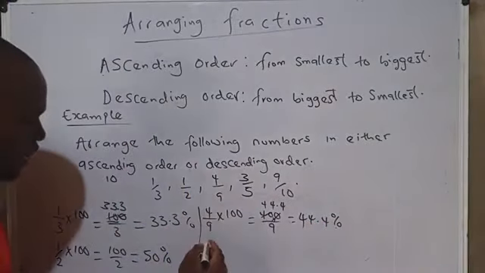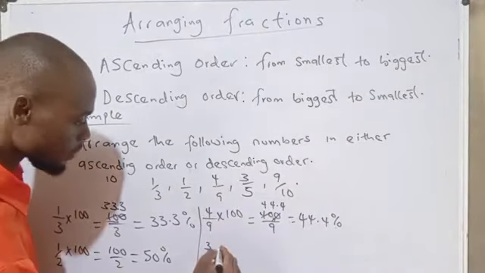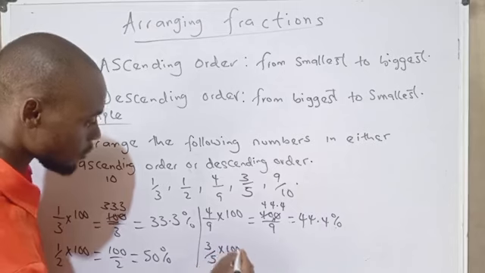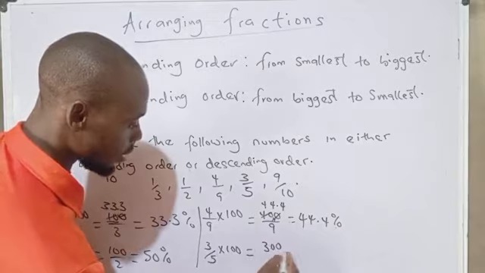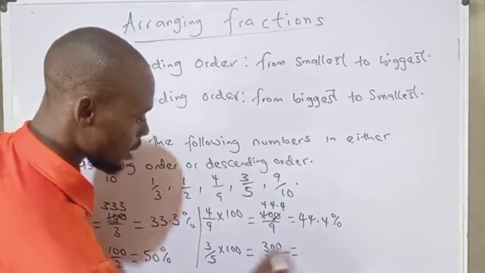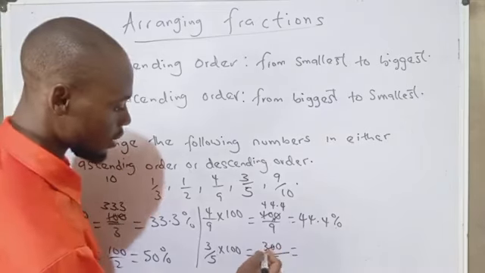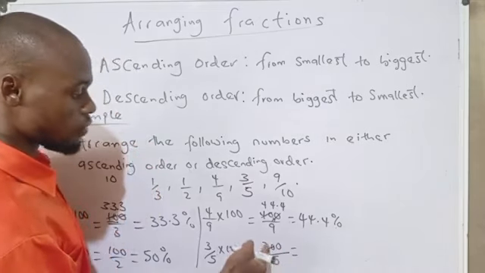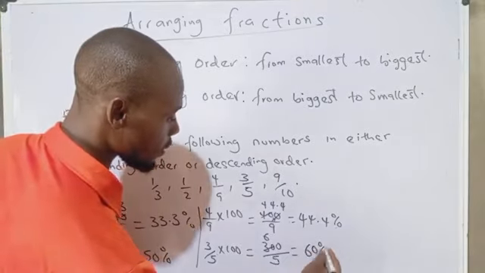Now let's go to this. You have 3/5. Then multiply it by 100. This is going to be 300 divided by 5, and yes, how many 5 can we see in 30? That's 6, right? So this is going to be 60%.